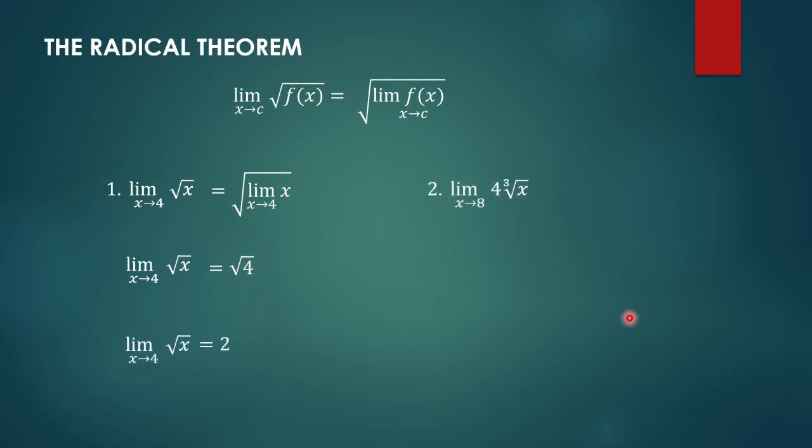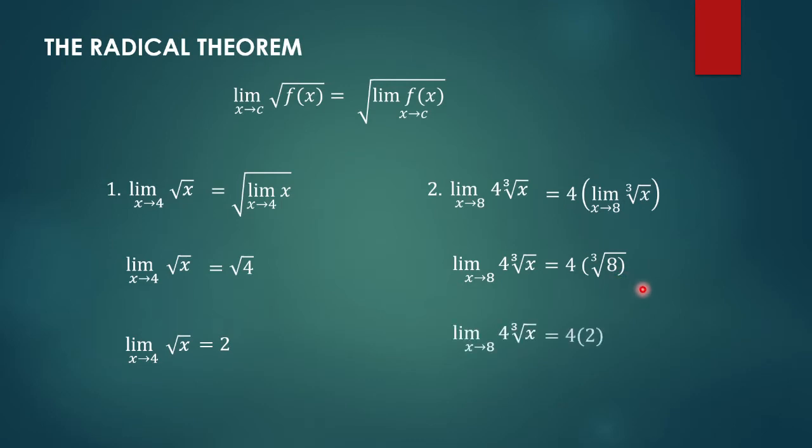Let's say we have 4 times the cube root of x as x approaches 8. We have 4 times the limit of the cube root of x as x approaches 8. Evaluating this, x would be 8, and getting the cube root of 8, that would be 2, times 4, and that would be 8.